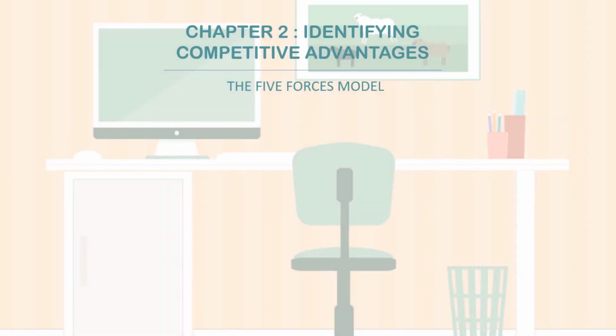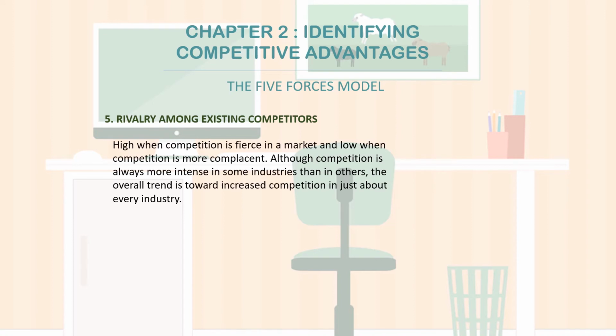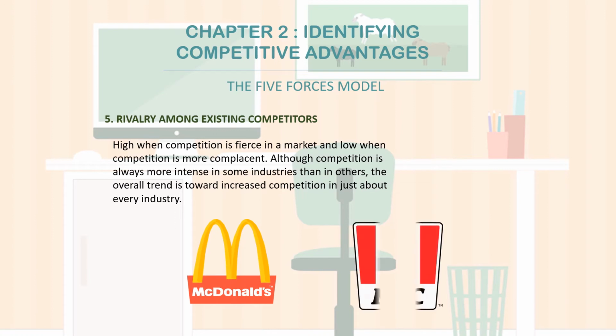So in the last chapter of chapter 2, I will go through the last point, which is rivalry among existing competitors. High when competition is fierce in the market and low when competition is more complacent. Although competition is always more intense in some industries than in others, the overall trend is toward increased competition in just about every industry. So there are two pictures that I inserted, which are McDonald's and KFC. I think McDonald's and KFC are the simplest example that I can give in this slide for the subtopic of rivalry among existing competitors.